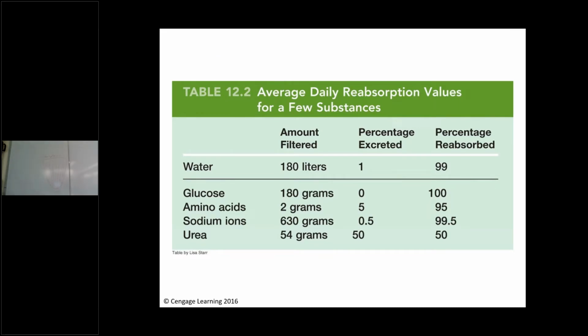This next slide here, I just want you to see the amount filtered. So 180 liters is filtered. That's the filtrate that's produced. So think a 2-liter bottle of soda, right? Times 9, you're looking at 9 2-liter bottles of soda worth of filtrate that's produced. And we reabsorb 99% of it and only 1% remains. So a liter or 2 is actually going to be urine that's going to leave your body on a daily basis.